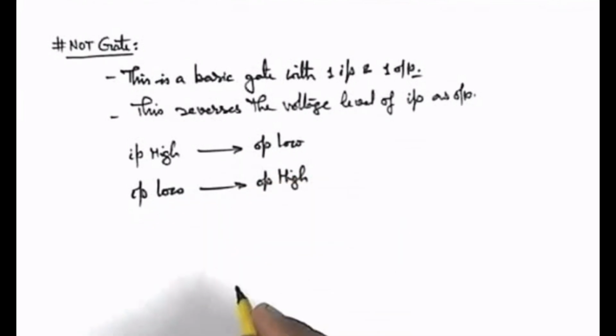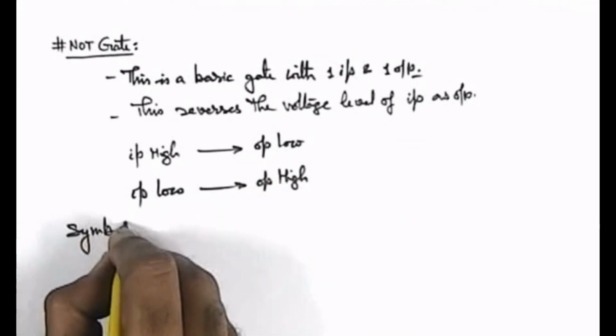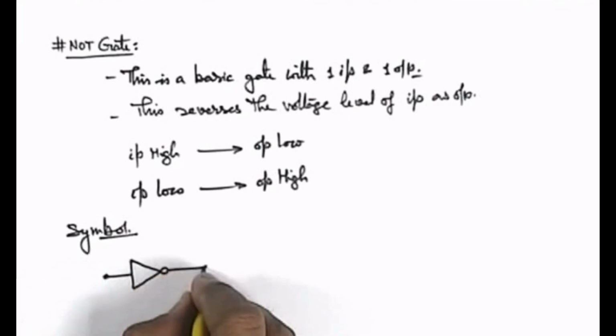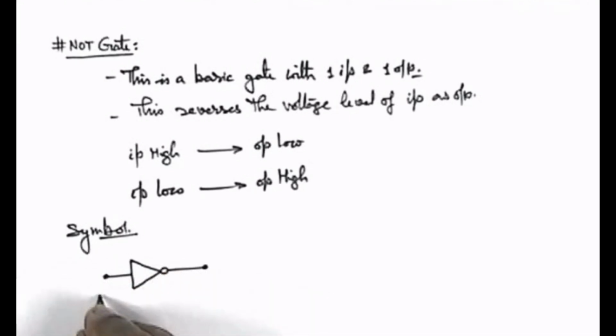That is a symbol we use for a notation of a NOT gate, that is drawn like a triangle with a bubble at one vertex of the triangle like this. Here this is considered as input and this is the output end. If input is named as A, output is Y.